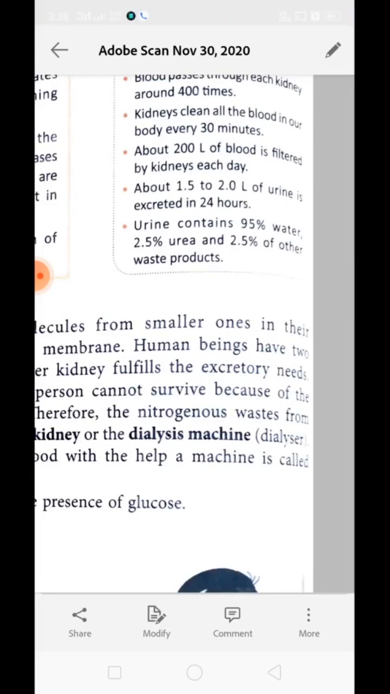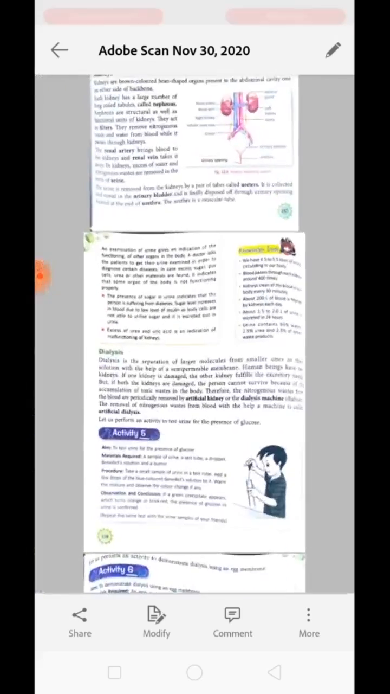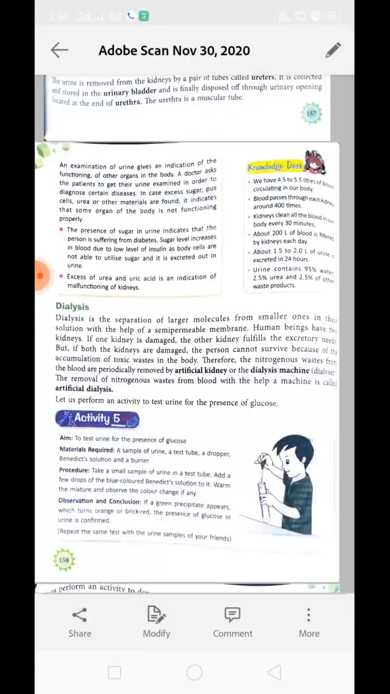Urine contains 95% water, 2.5% urea, and 2.5% other waste material. In this way, urine helps us to keep healthy. Dialysis is the separation of larger molecules from smaller ones in a solution with the help of a semi-permeable membrane. Semi-permeable means the membrane can let some of the molecules pass but not all of them.